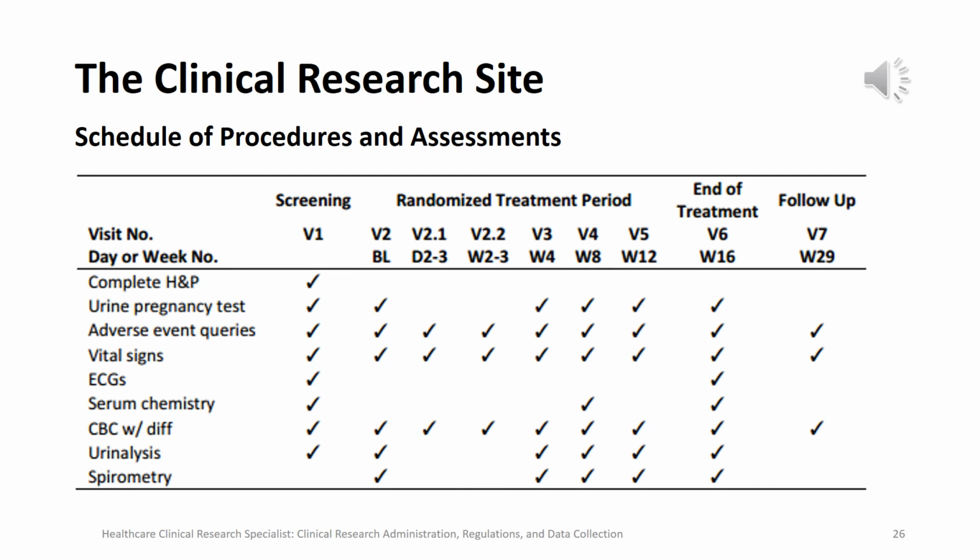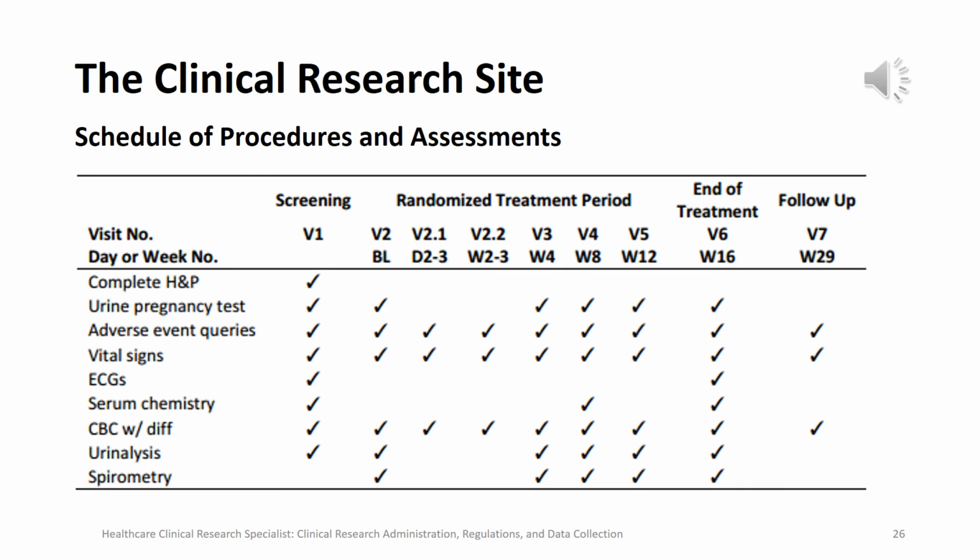And as you can see the check mark there, we're going to complete an H&P. We're going to do a urine pregnancy test. We're going to assess for any adverse events. We're going to take vital signs, do an ECG, do a serum chemistry, CBC, urinalysis. Those are going to be the assessments that are done at the screening visit, the very first visit.